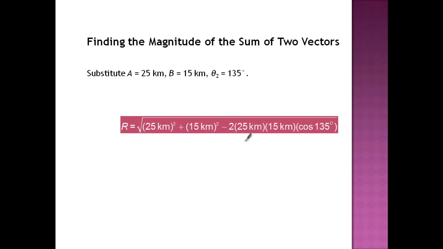And for the other angle we use the law of cosines. Plug all your numbers in there, and you get 37 kilometers. Like I said though, not to worry about the law of cosines.